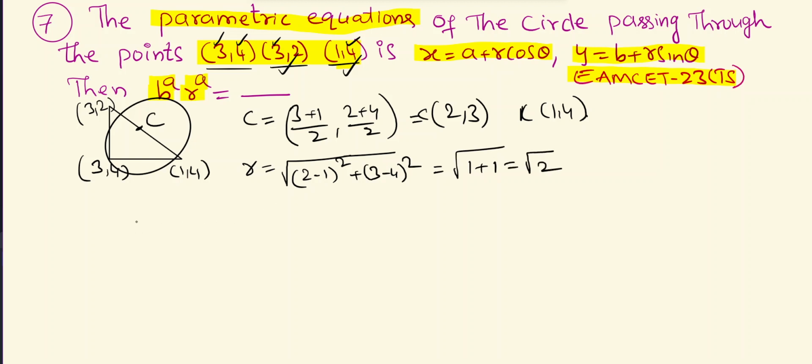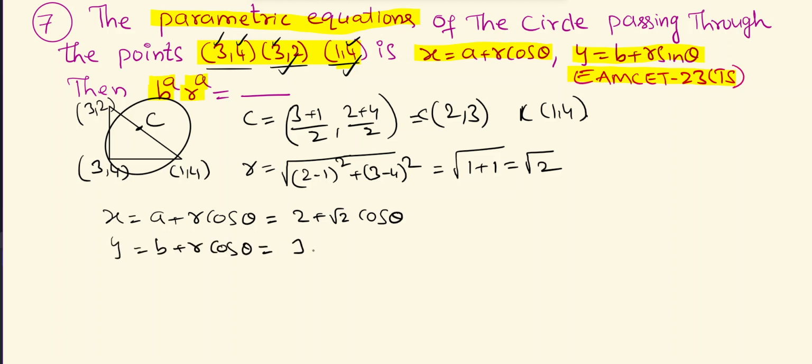Here the center is (a, b). The given equations are x = a + r cos theta, that is x = 2 + root 2 cos theta, and y = b + r sin theta, where b is 3, that is y = 3 + root 2 sin theta.